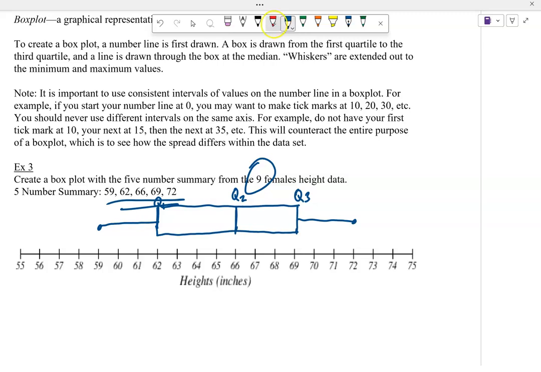And sometimes you'll also see when they create the box plots, sometimes they'll make that a bar like that as well for the min and the max. You'll see both of those just depending on your textbook.